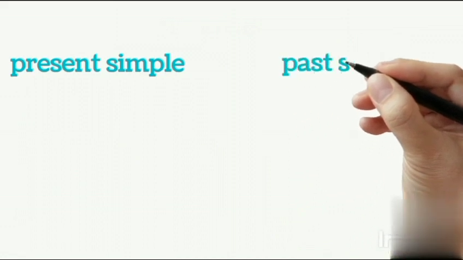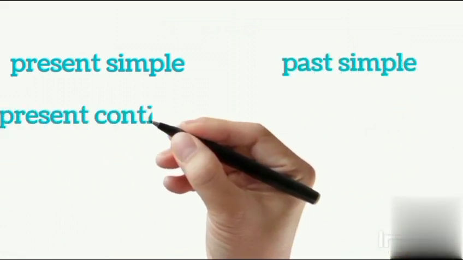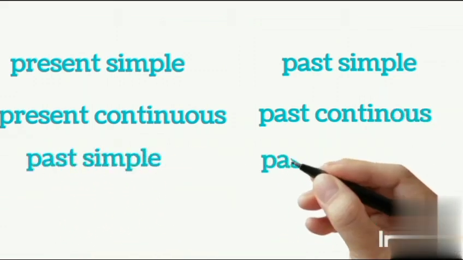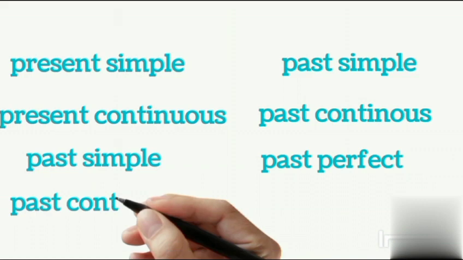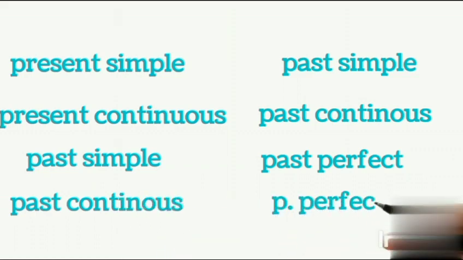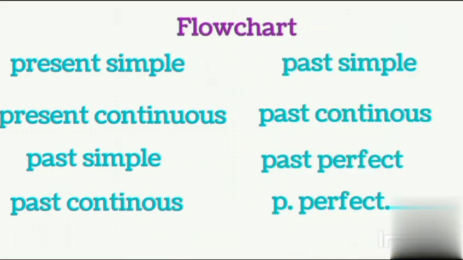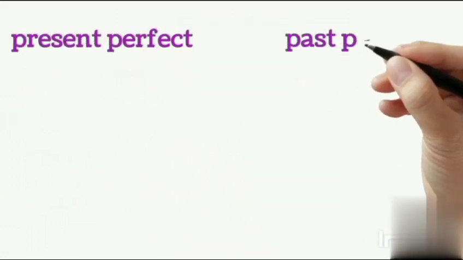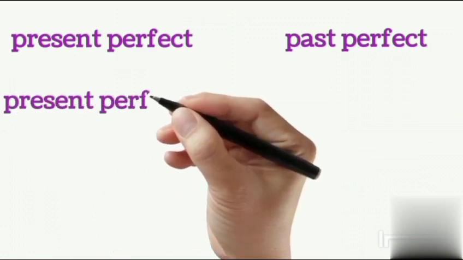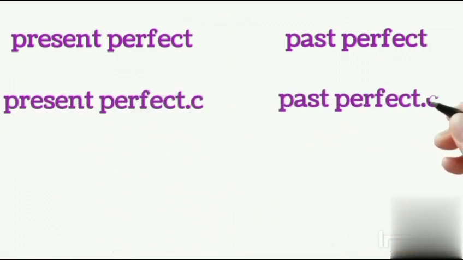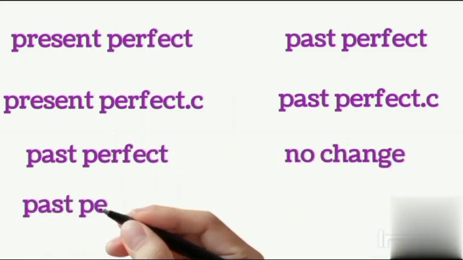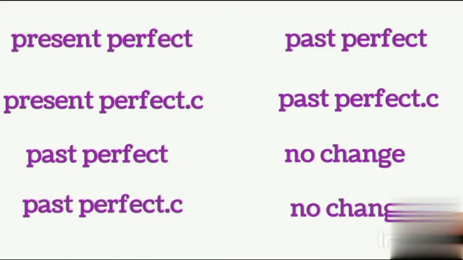Here is a flow chart. For direct indirect speech, you have to keep in mind that present simple always changes into past simple, present continuous into past continuous, past simple into past perfect, past continuous into past perfect continuous. This is the very basic bone to change direct into indirect narration. Present perfect changes into past perfect, present perfect continuous into past perfect continuous, past perfect will not be changed, there is no change, and past perfect continuous also will not be changed.